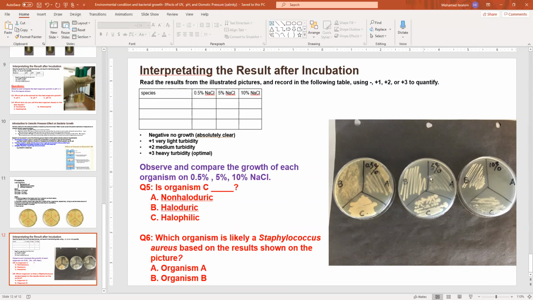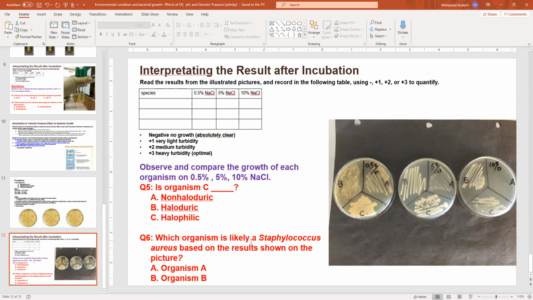Okay, here, if you look at it, first of all, you have 3 plates with different salt concentrations. You have 0.5, you have 5%, you have 10%, and you have 3 different kinds of microorganisms, A, B, and C. Up to 5%, all 3 can grow. And then at 10%, A cannot, but you have B and C, you can see some growth.